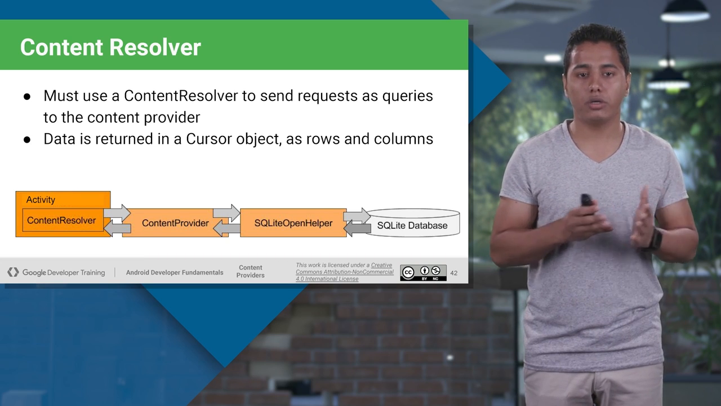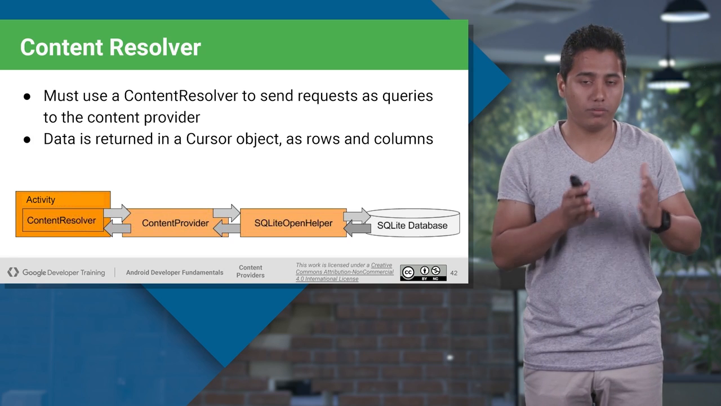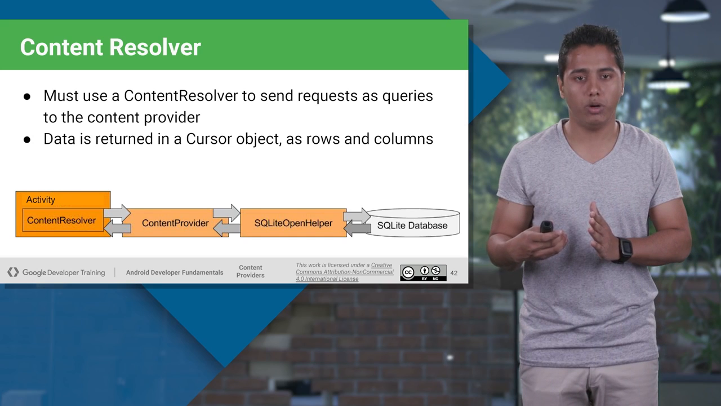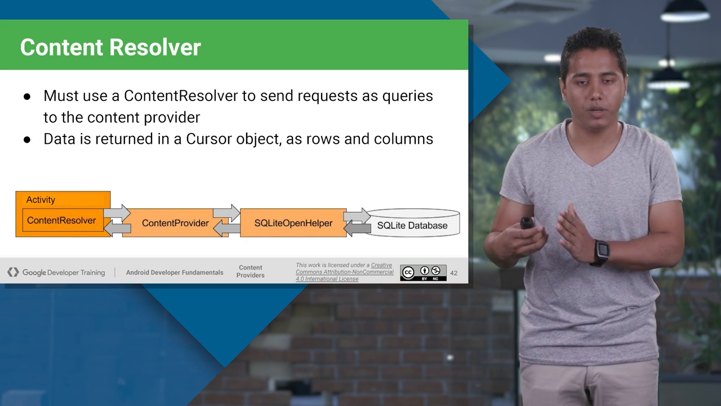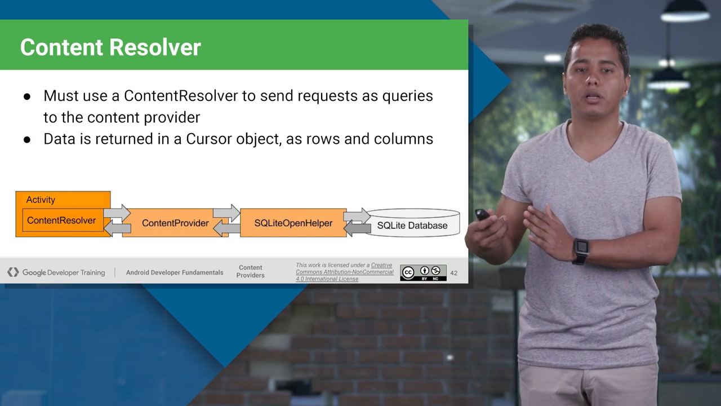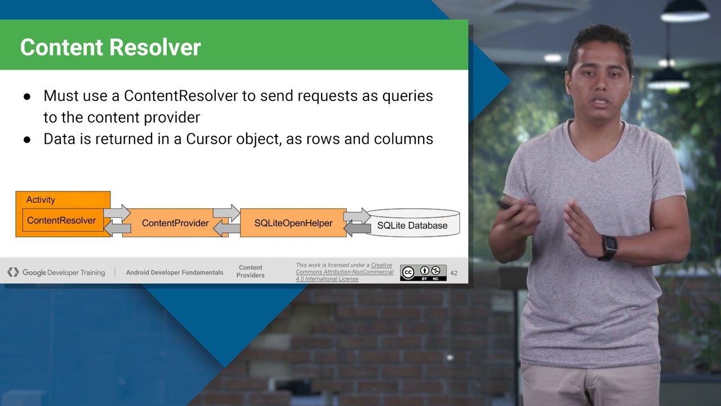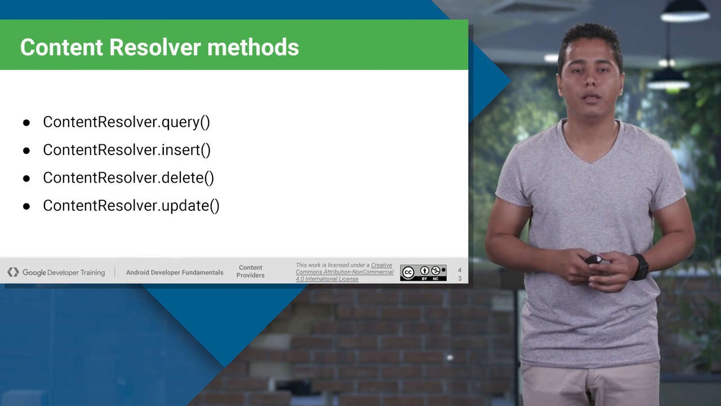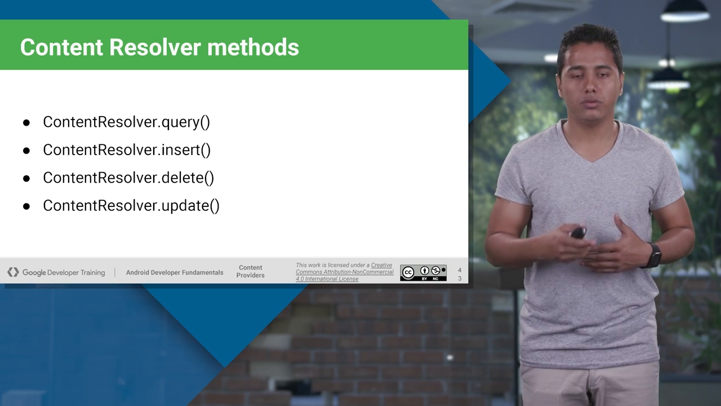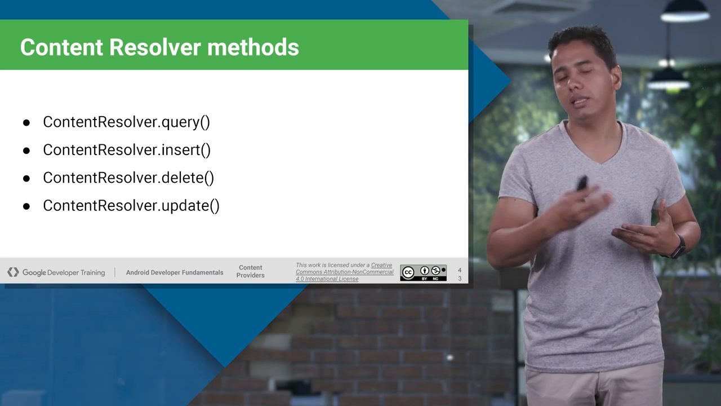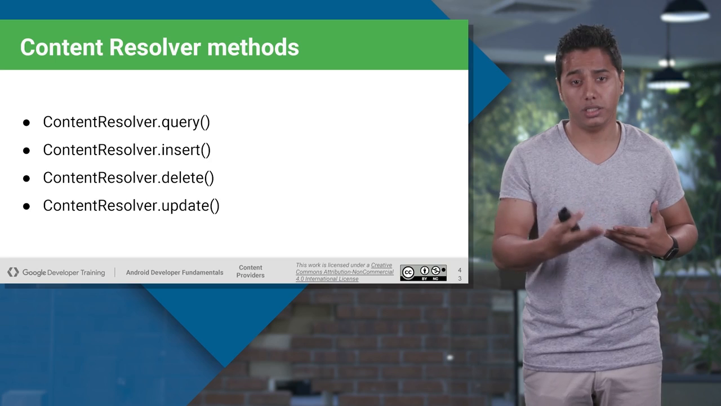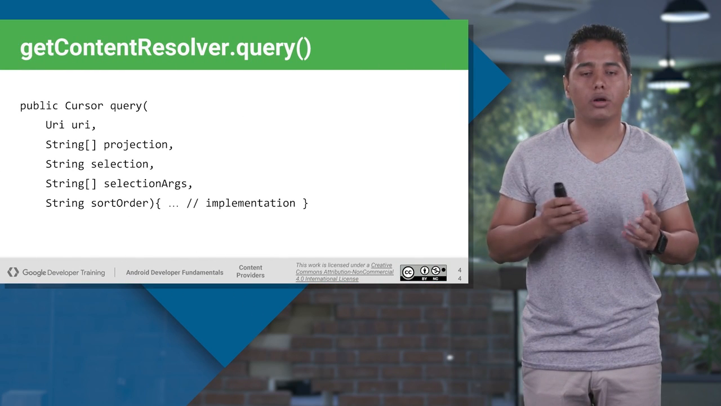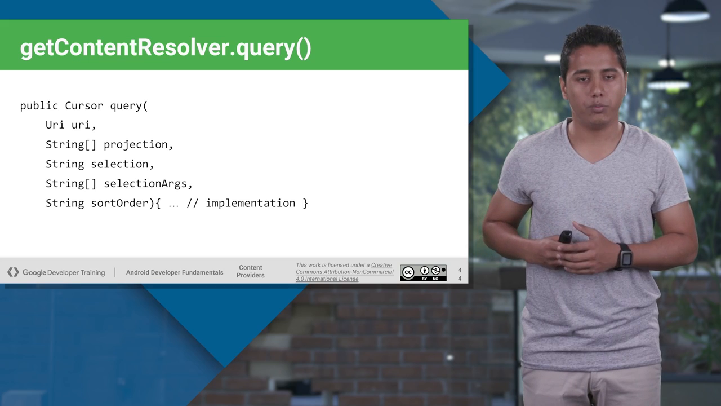You have to define the content resolver inside the activity first, and then it in turn interacts with your content provider, and the content provider interacts with your SQLiteOpenHelper class, and the SQLiteOpenHelper class goes to your SQLite database and gives you the data back in the reverse order. So to access the methods, what you need is the content resolver object, and then just access the methods query, insert, delete, update.